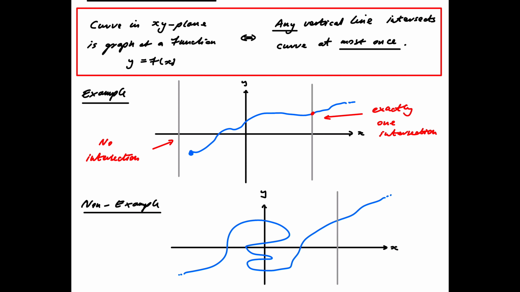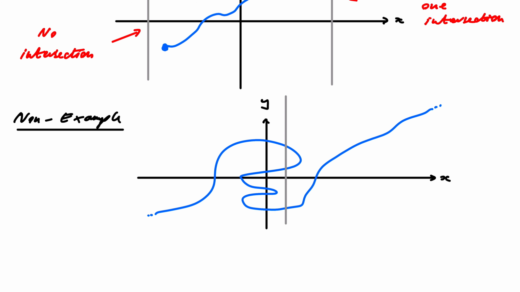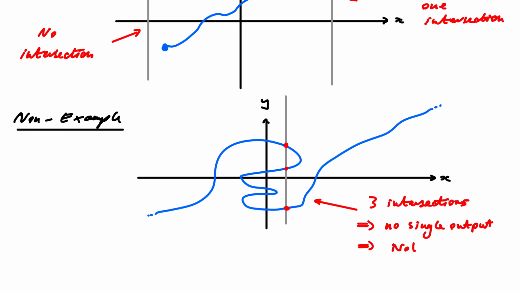Same over here, all good. To these x, I get one output. But the moment I go into here, big problems. I cross a bunch. So just as an example, if this position was my choice of vertical line, what possible outputs would there be? Well, I'd have three options. That, or that. So this specific choice has three intersections. This implies there is no single output, so this implies it's not the graph of a function.